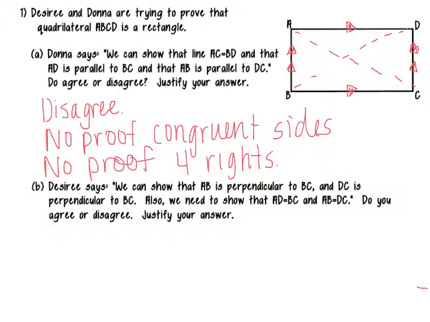Let's look at Desiree. Desiree says that we can show that AB is perpendicular to BC. So she's saying that this angle right here is a 90-degree angle. I'm going to do her in blue. And that DC is also perpendicular to BC. Okay, I'm going to do this right here in blue.